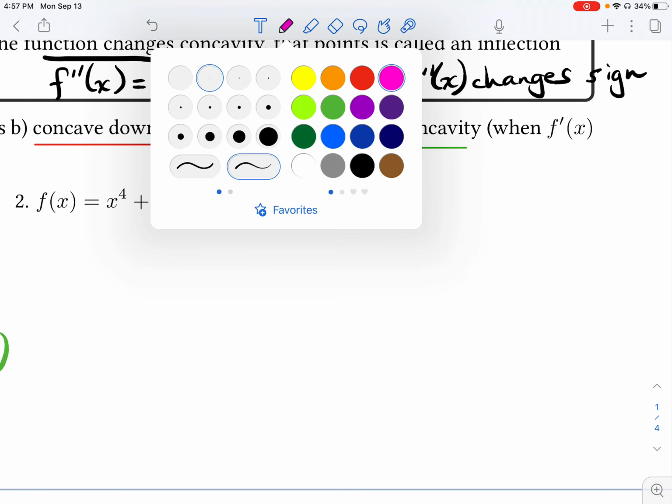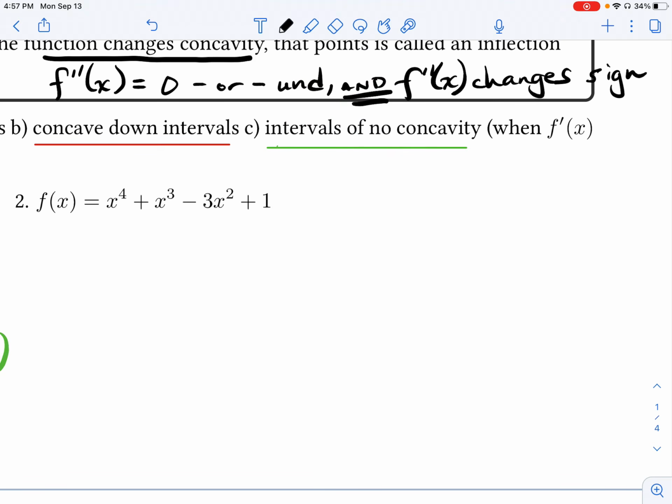Okay, now let's try this problem here, where we're given a function. So we're not given a graph this time, but just a function. What we can do analytically is find concavity intervals and points of inflection by using a second derivative number line, very similar to what we did in the previous lessons, defining increasing and decreasing intervals and relative extrema by using a first derivative number line. So we're going to do this with a second derivative.